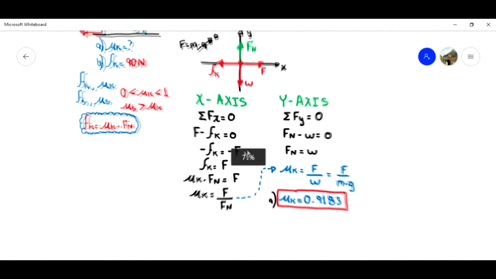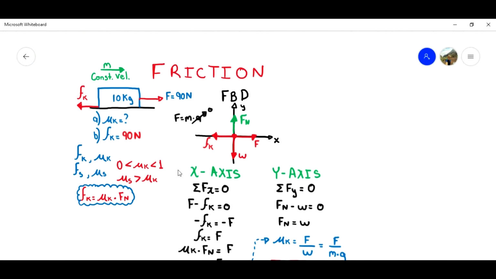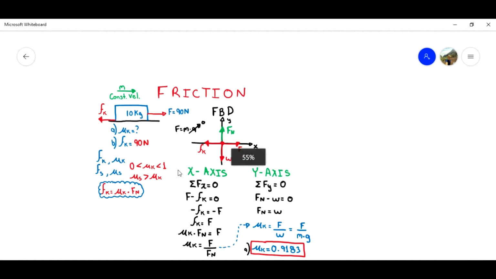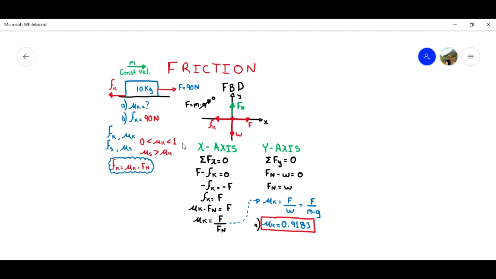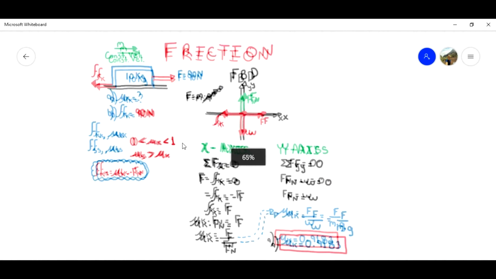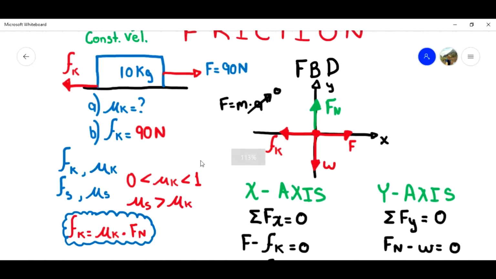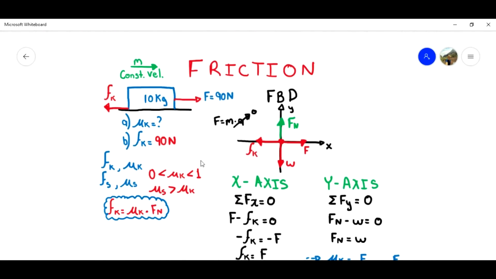Okay, so this was the first problem about friction force. I believe it is a pretty easy topic, but the more variables and different data that we have, I mean, we can have more different equations, and I believe it could be fun.